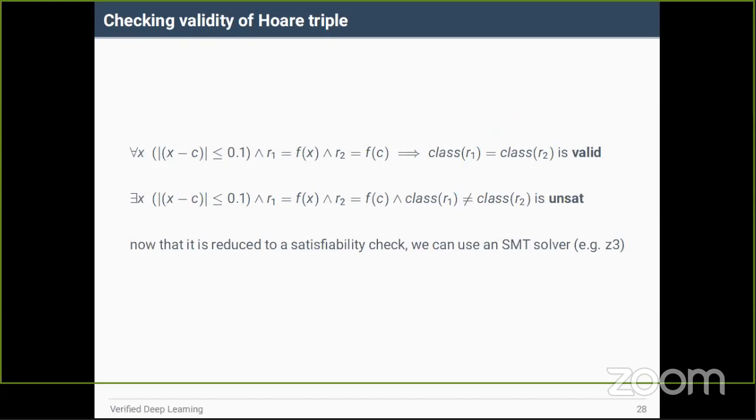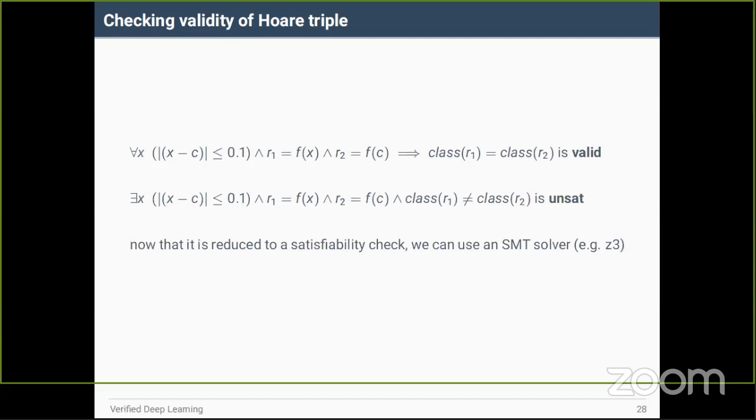We mean to say that for all x, remember that I just told you this is implicitly universally quantified. So for all x, if the absolute value of x minus c is less than 0.1 and R1 is equal to f of x and R2 is equal to f of c, this implies that class of R1 is equal to class of R2 is valid. So we want to check the validity of this Hoare triple.